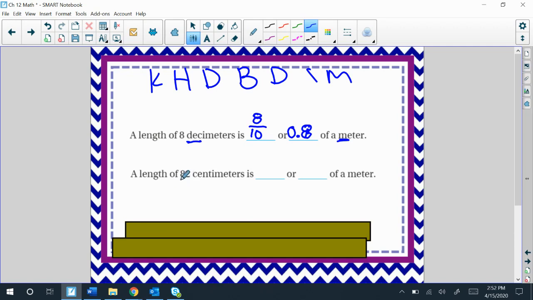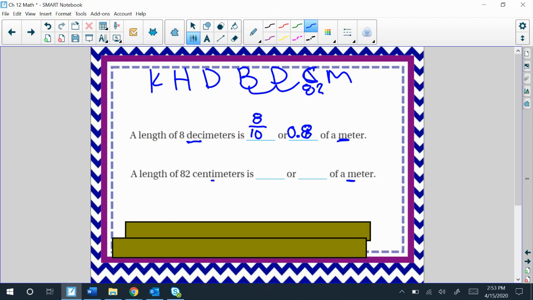I'm going to go 82 centi. Okay, there's C, C, C. Oh, that's a bad C, but that's a C. I'm going to put 82 underneath it. Now I'm going from centimeter, and I'm going all the way to meter. Remember, it does not say millimeter. That is not the M. This is the base. So I'm going to go up to my base.